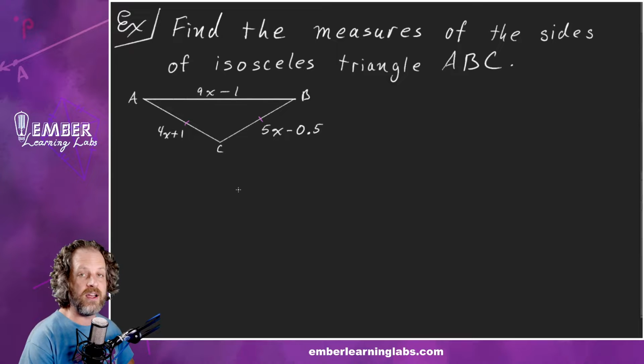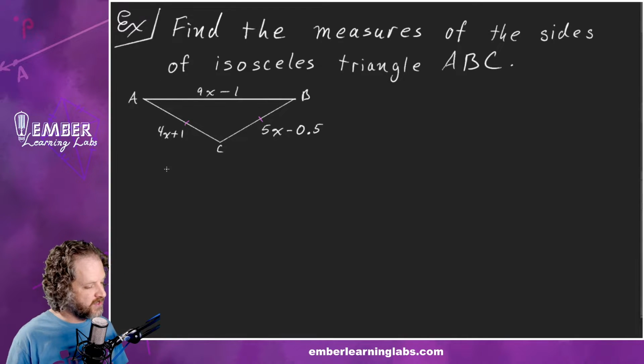So this is an isosceles triangle. Now, what is an isosceles triangle? It is a triangle with two sides congruent. They're actually labeled right here. So we need to make some equations and solve this thing.